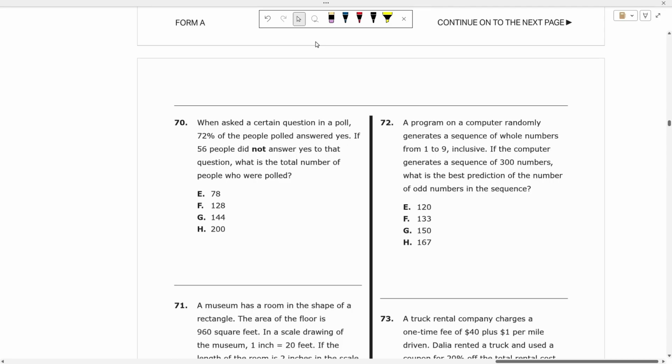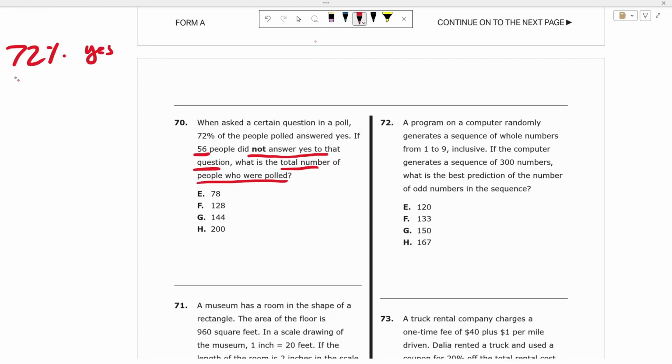Number 70 said that when asked a certain question in a poll, 72% of the people polled answered yes. Okay, so we have 72% saying yes. If 56 people did not answer yes to that question, what is the total number of people who were polled? So we know that 72% said yes. If this is a yes or no question, that means that the rest of the people had to have said no. So that's 28% who said no.